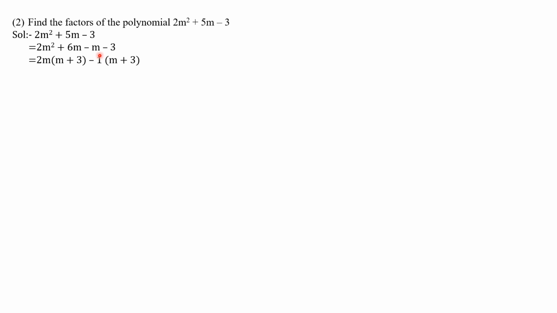Now from the last two terms, that is minus m minus 3, minus 1 is common. So what remains? M, and here it is minus sign. So in bracket it will come plus, because minus into plus is minus. So what remains? 3. So you see m plus 3, we got one common factor. So we'll write down m plus 3 as one term, and the other factor will be 2m minus 1. So the factors of this polynomial are m plus 3 and 2m minus 1. Moving to the next one.